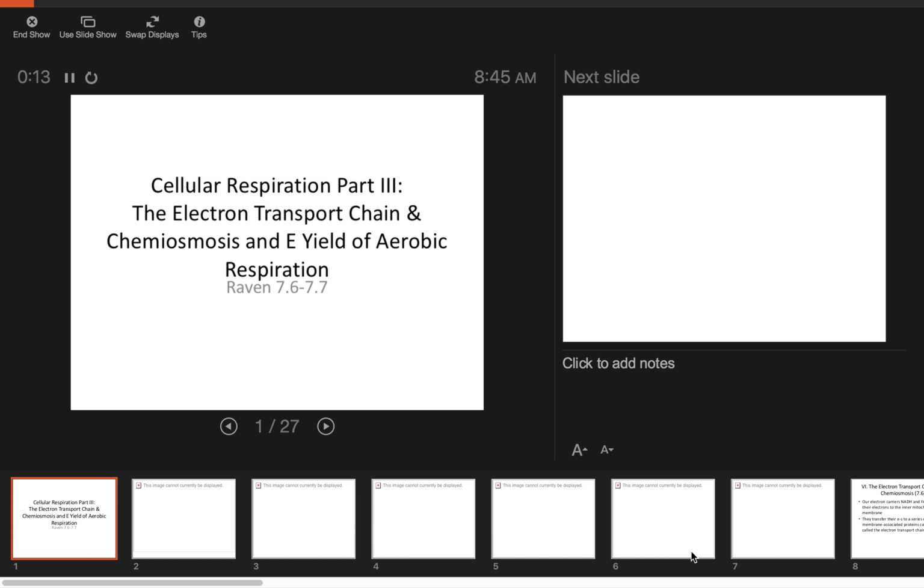Part 3 of cellular respiration is the ETC, also known as the electron transport chain, and then chemiosmosis. And so, again, tomorrow you'll have a quiz on the ETC. It's the figure in your book. I think it's 7.12. I don't know, something around there.